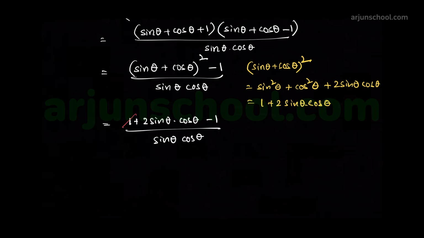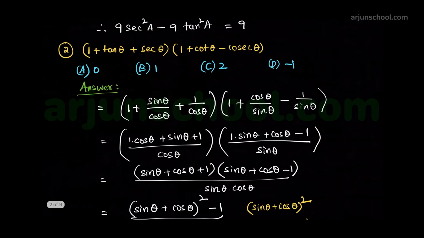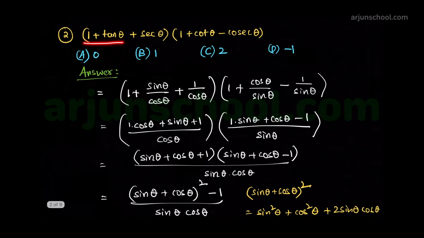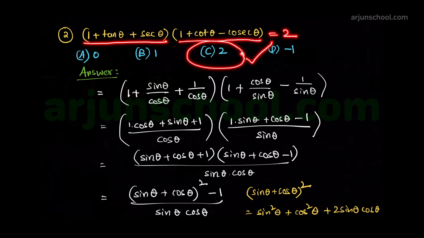Plus 1 and minus 1 becomes 0. Therefore numerator becomes 2 sin theta cos theta. We can cancel sin theta cos theta from both the numerator and denominator, which is equal to 2. Therefore 1 plus tan theta plus secant theta of 1 plus cot theta minus cosecant theta is equal to 2. Therefore from the given options, option C, value 2, is the correct answer.